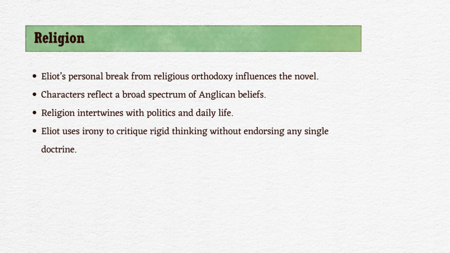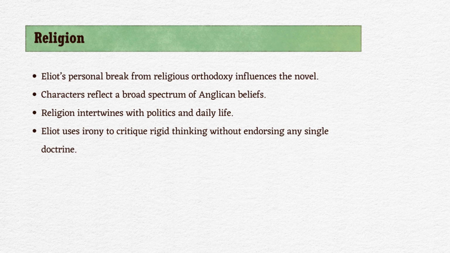Next, we turn to religion in Middlemarch. Eliot's own break from church traditions deeply influences the novel's treatment of religion. When she was only 23, Eliot informed her father she would no longer attend church, a decision that left a permanent divide. Later, she even published a controversial work questioning a traditional account of Jesus' life.